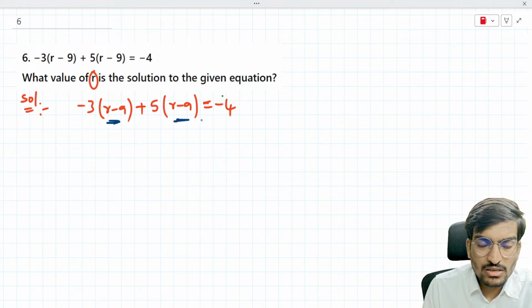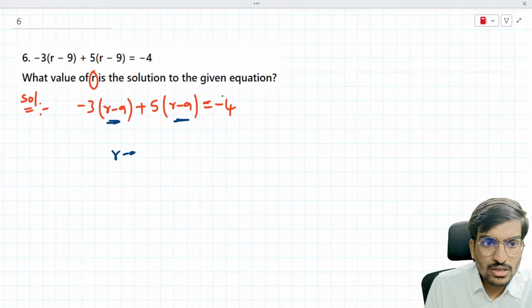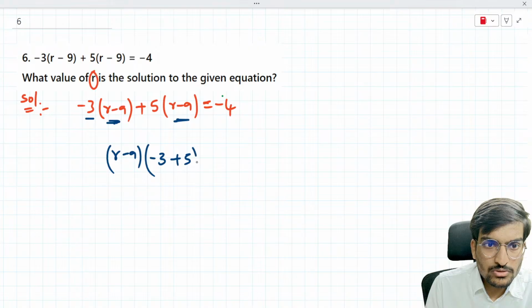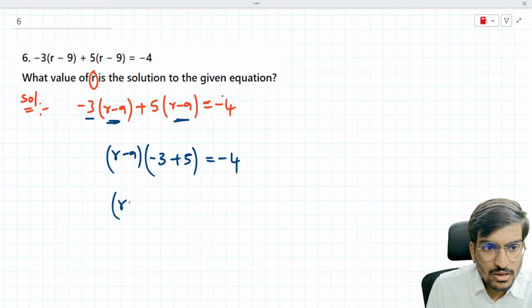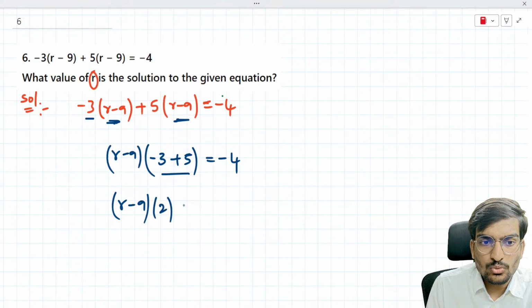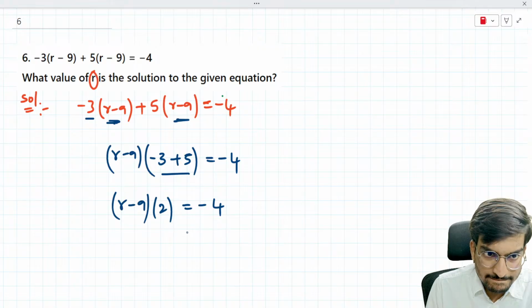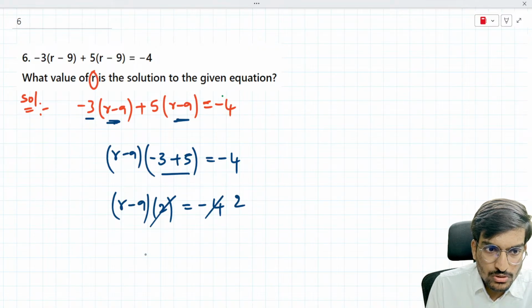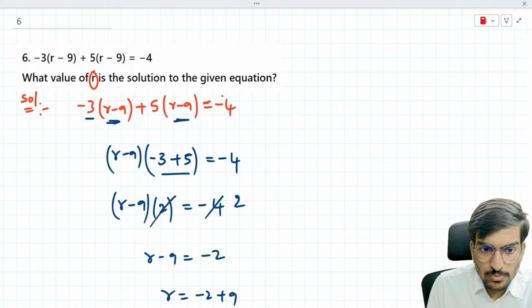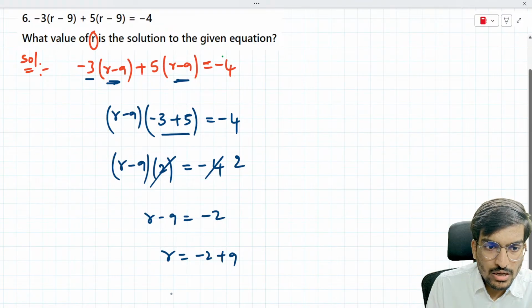Here r minus 9 is common in the equation, so take r minus 9 out, and then write down the rest. Negative 3 plus 5, that equals negative 4. So that's going to be (r minus 9) times (negative 3 plus 5), which is 2, equals negative 4. So 2 times (r minus 9) equals negative 4, so r minus 9 equals negative 2. r equals negative 2 plus 9, so r equals 7. So r value is 7.